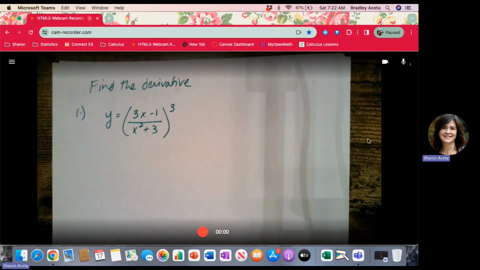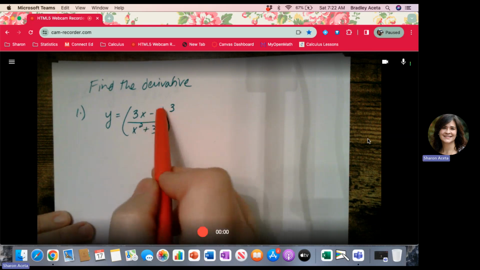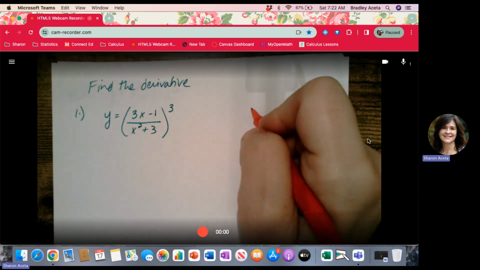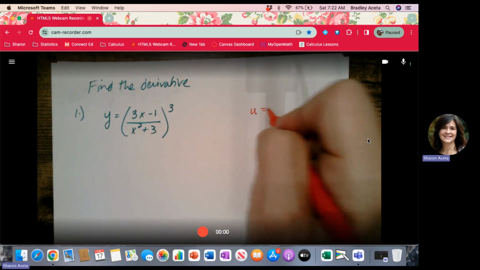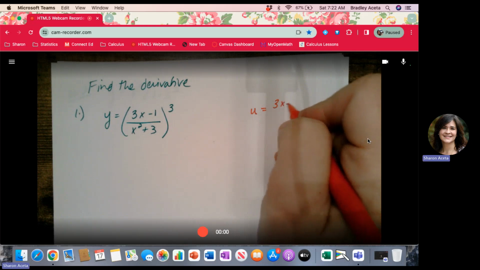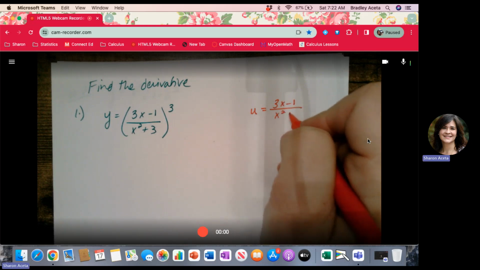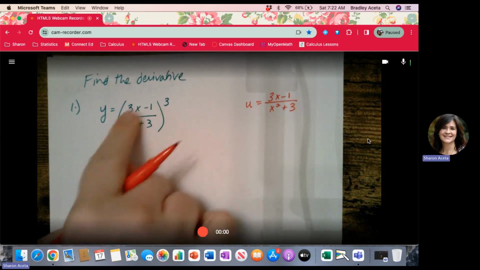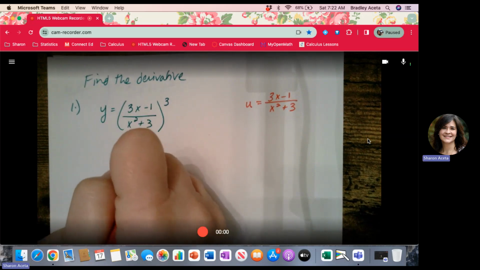Okay? So the first one is find the derivative of 3x minus 1 over x squared plus 3 to the 3rd power. So what we're going to do is we're going to do u substitution with this. We're going to call this whole thing that's written in parentheses the u. So over here on the side, we're going to go u is equal to 3x minus 1 over x squared plus 3. And we're going to rewrite this then as u to the 3rd.